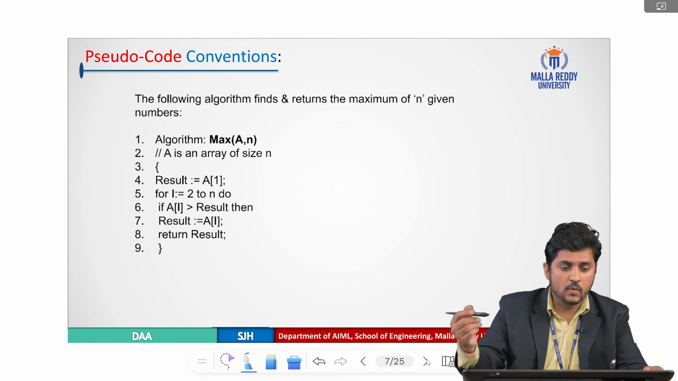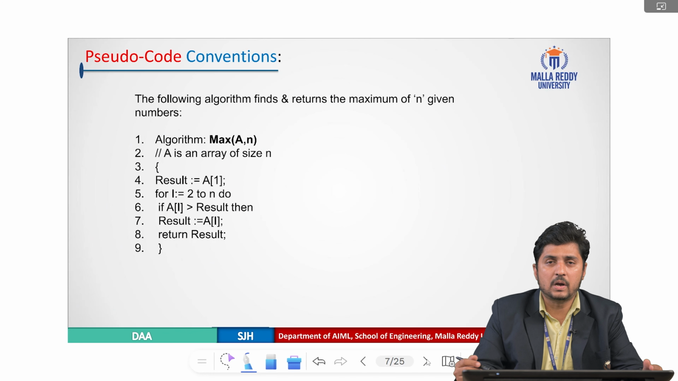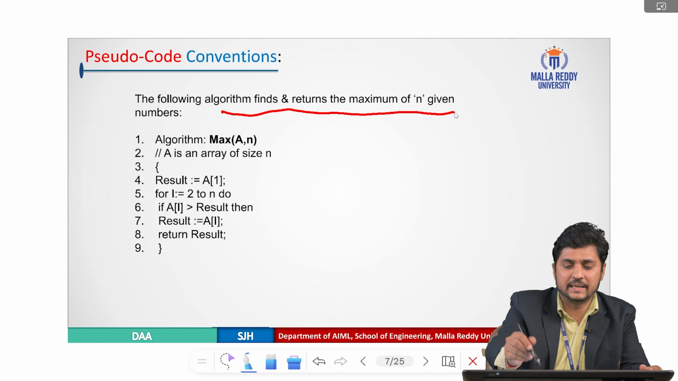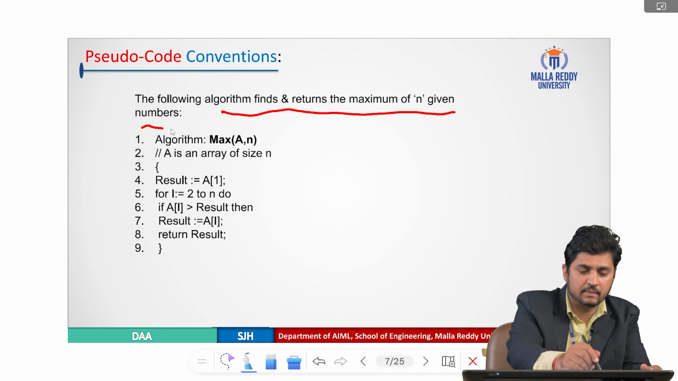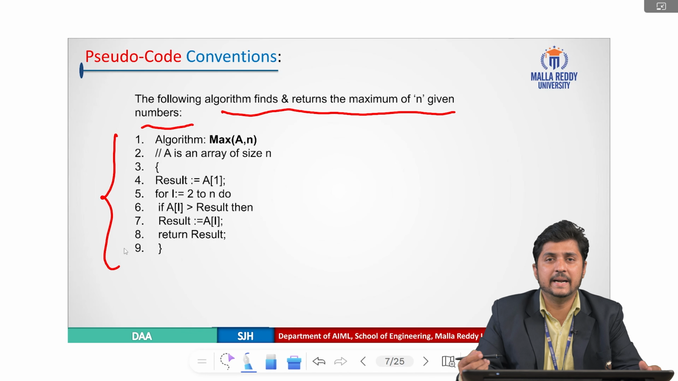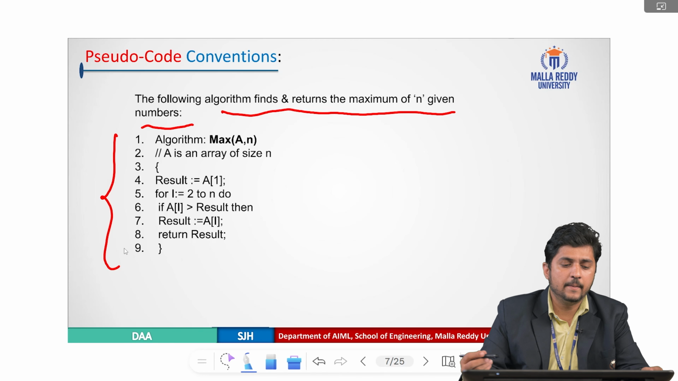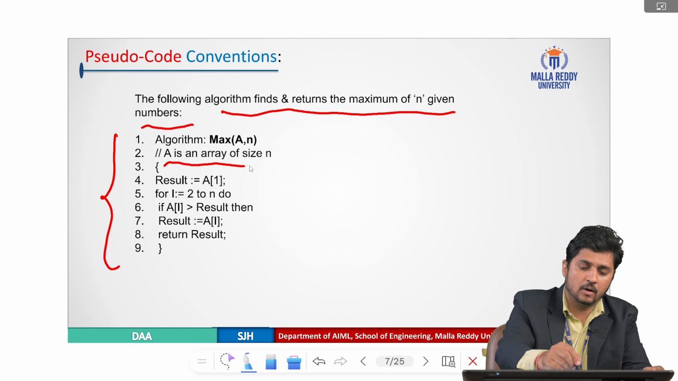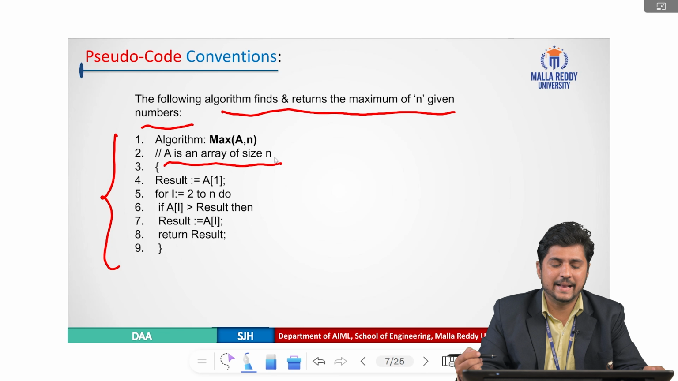So moving towards a basic example of pseudocode conventions, here we'll be able to see the algorithm which finds and returns the maximum of n given numbers. So this is a basic example of writing an algorithm to find a maximum element from an array A of size n, input n.